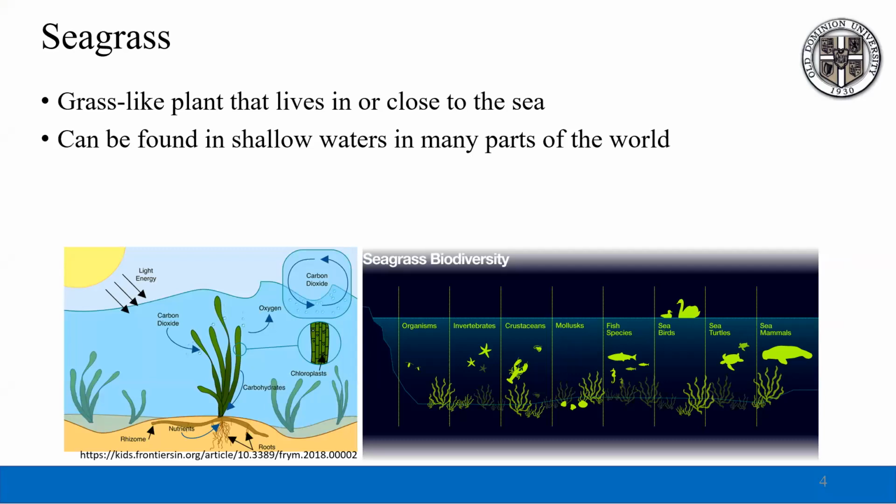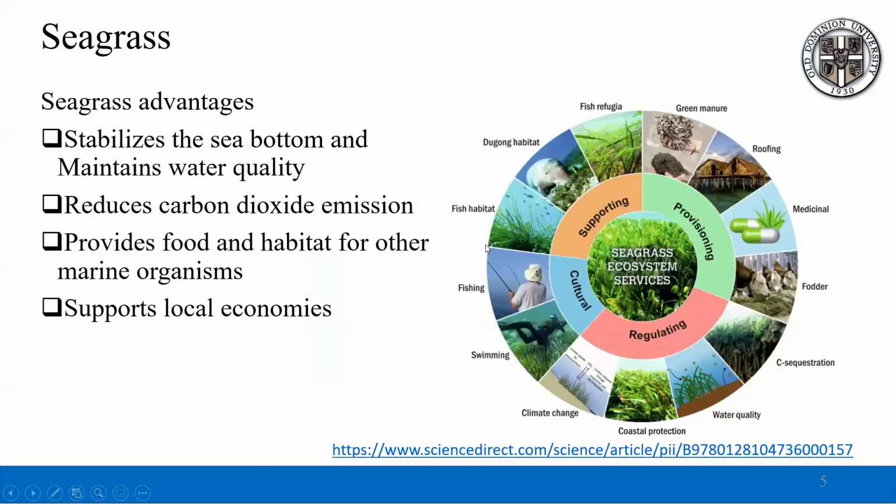So seagrass is similar to grass that grows in shallow water or close to these waters, as shown in these diagrams. And what seagrass can do is stabilize the sea bottom, maintain water quality, reduce carbon dioxide emission, provide an ecosystem for marine animals, and additionally support local economies by facilitating fish populations for the fishing industry.